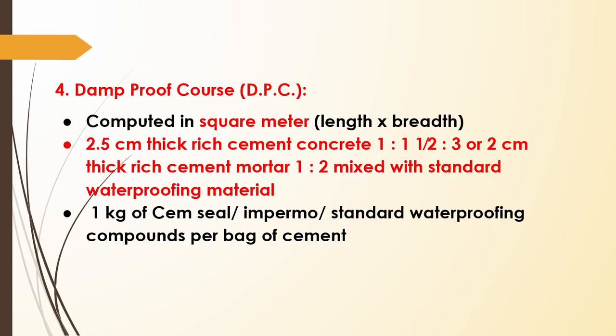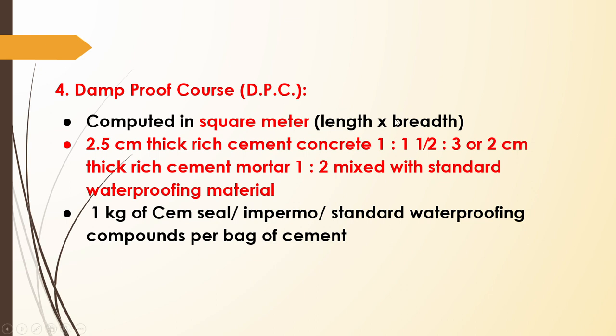Now after that, we will provide damp proof course. So damp proof is nothing but any material which reduces the moisture absorption, that is known as damp proof course. In most of the cases we will provide a damp proof course around the foundation. So it is calculated in square meter, that is length into breadth. In terms of area we will calculate the damp proof course.